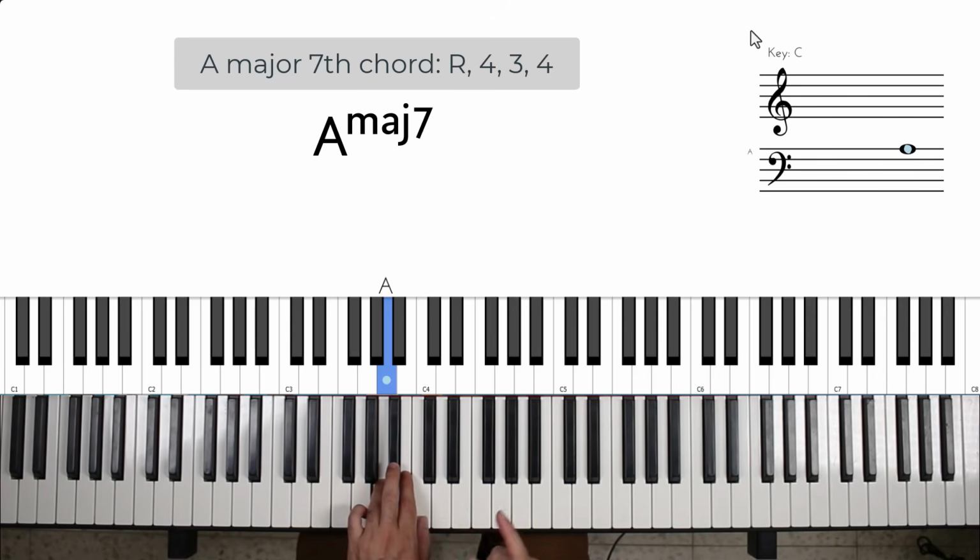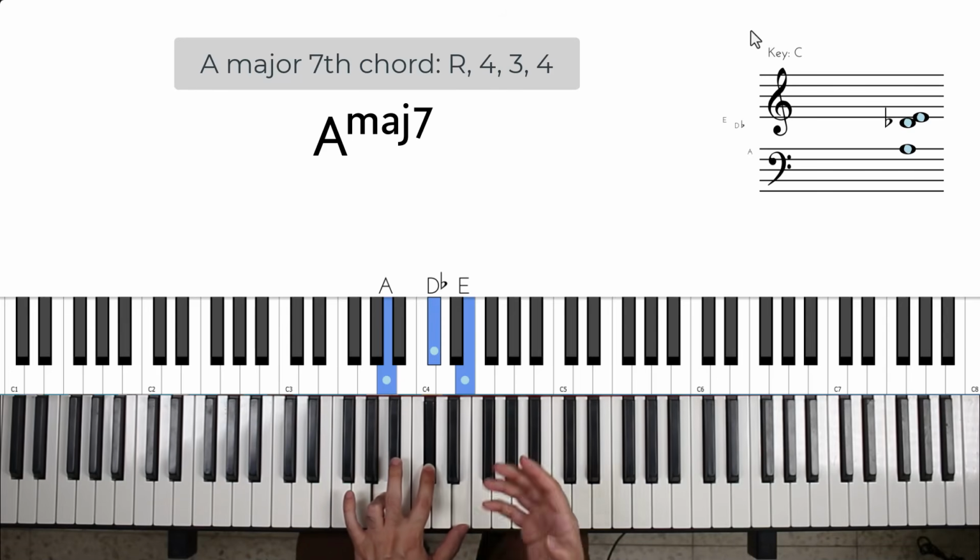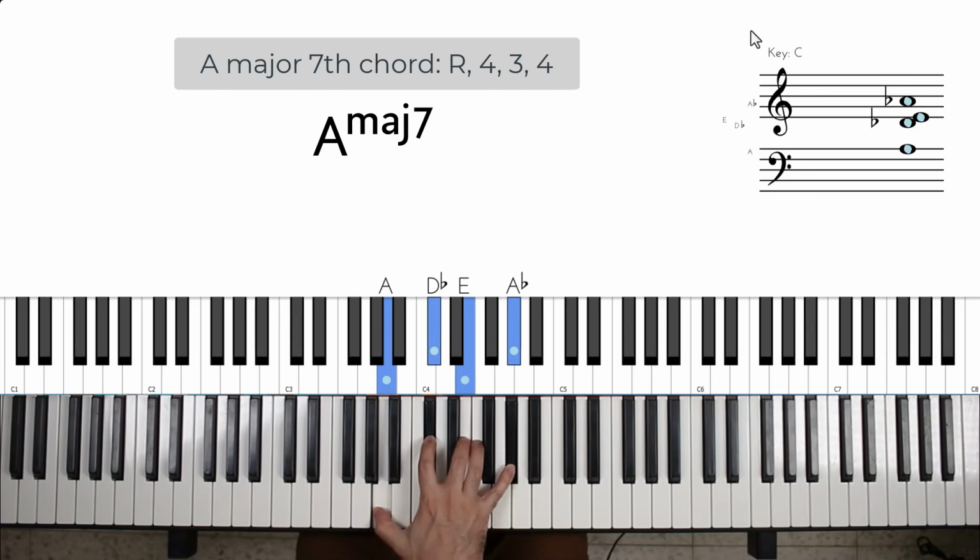Now you're going to count up 4 semitones. A semitone is simply the smallest distance between adjacent notes on the piano. So you're basically counting up 4 keys, including the black keys. So 1, 2, 3, 4. Then you count up 3 semitones. 1, 2, 3. And then finally 4 semitones. 1, 2, 3, 4. And here you have an A major 7th chord.